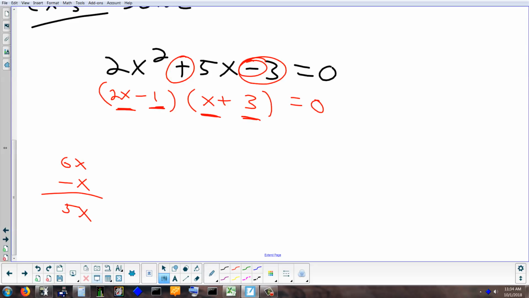That's the hard part. Now, if you're going to multiply something times something, and you're going to get 0, because that's what the problem says. Something times something is 0. What does that mean? How can you multiply two things together and get 0 is the answer?